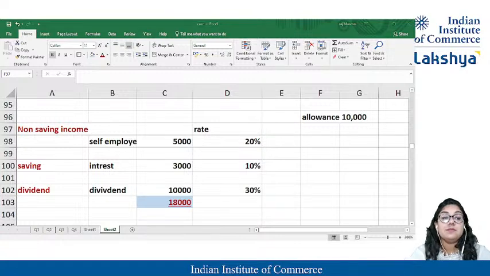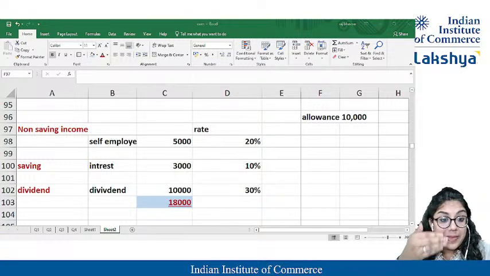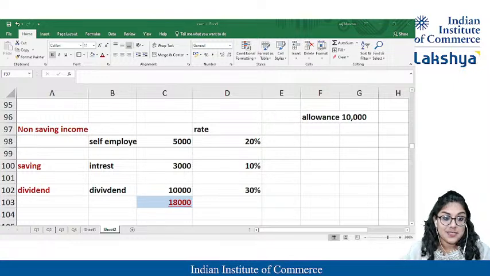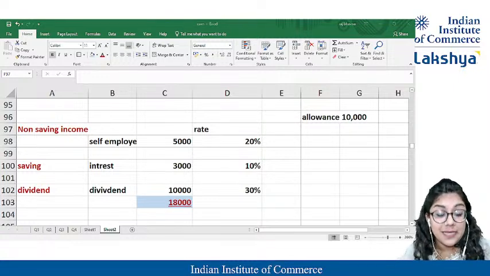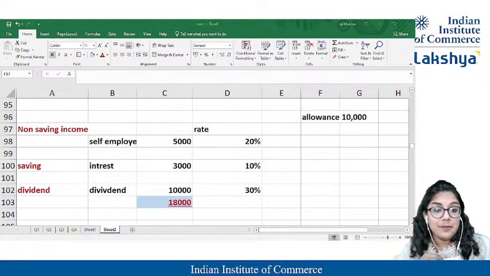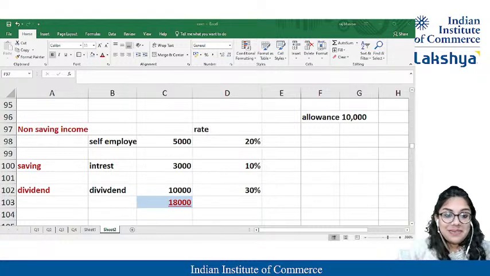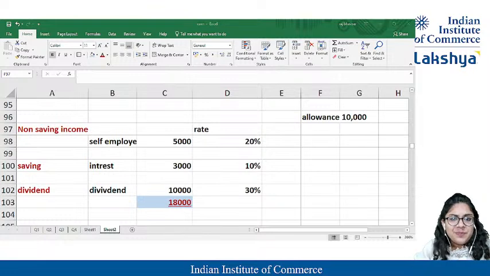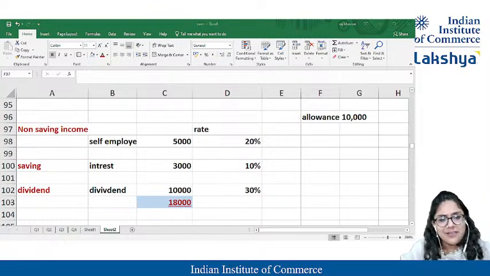We will be very smart. We will think, ma'am, the income you have more of is highly taxed. Ma'am, on that dividend income you have to pay higher tax, that is 30%. Can I allow the 10,000 allowance I am getting directly in front of dividend, so that my dividend is reduced to 0? Can we bifurcate the allowances like that?